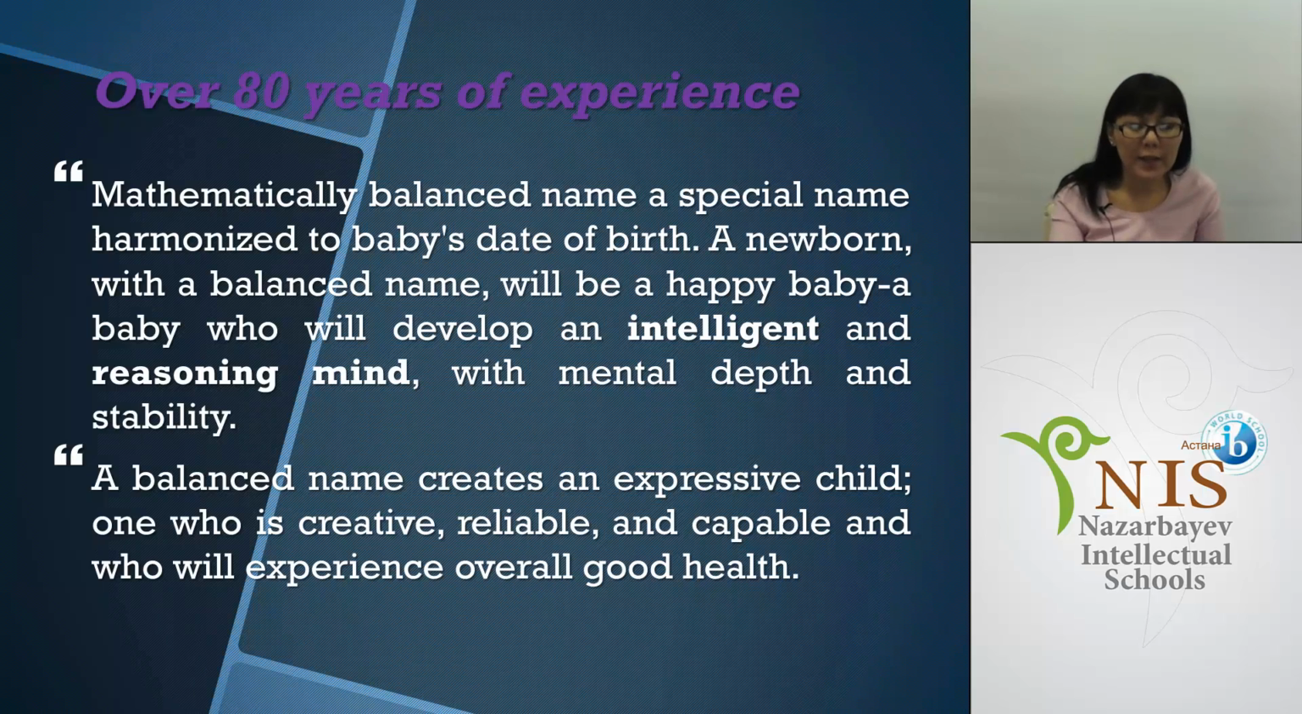This philosophy has got 80 years of experience. So a mathematically balanced name is a special name. Like I said, this is a combination with the date of birth of a child. There is a balanced name with a happy baby who will develop an intelligent and reasoning mind with mental depth and stability. So through mathematical balance, people try to identify the name for their child. A balanced name creates an expressive child, one who is creative, reliable, and capable, who will experience overall good health. For 80 years, this experiment proves that the date of birth is very important for a newborn child. And some parents really rely on this theory.